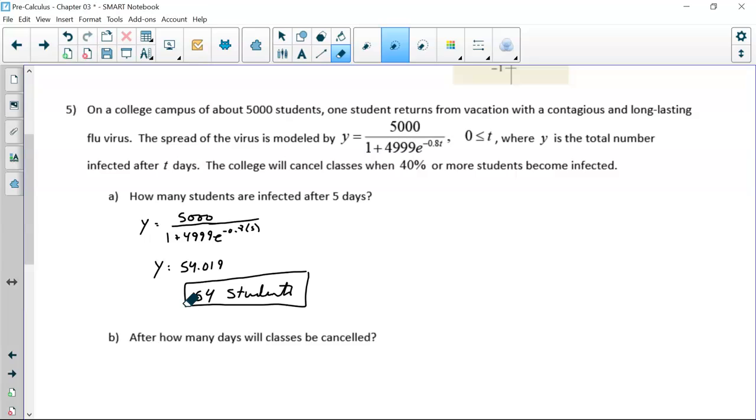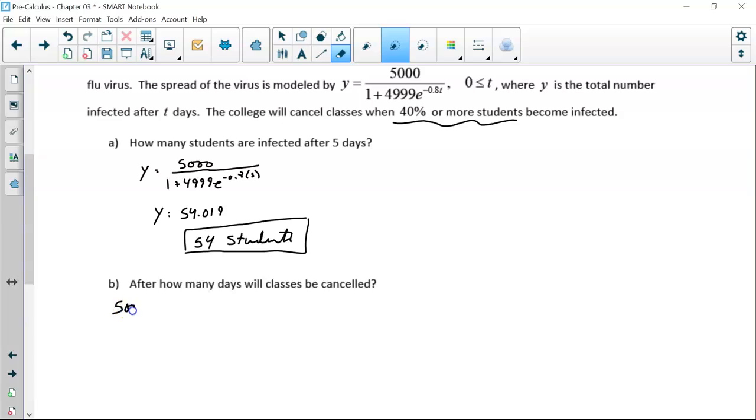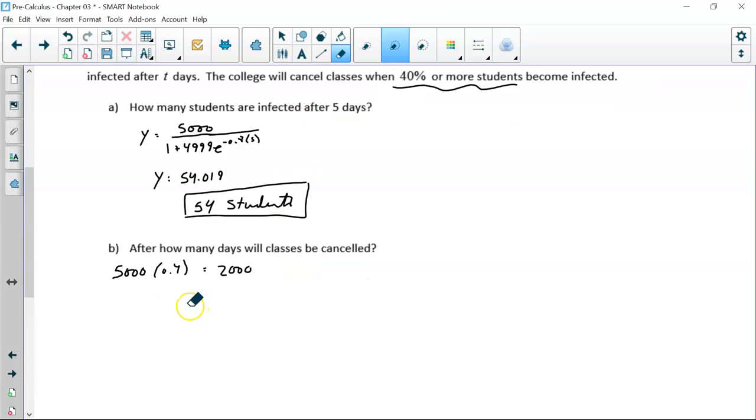Now, they say they'll cancel classes when 40% or more become infected. So 5,000 times 0.4 is 2,000. So once we reach 2,000 infected students, they cancel the classes. So that's what we want our value for y to be. So 2,000 equals 5,000 over 1 plus 4999e to the negative 0.8t. We're solving for t for this one.